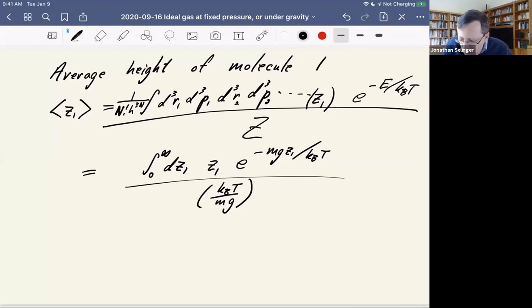Now, the numerator is still an ordinary integral, like you could do in a first-year calculus class using integration by parts or whatever you want to do for integrals. And so once again, I'll skip ahead to the result. The result is that this ratio, the average height of a molecule, is kT over mg.